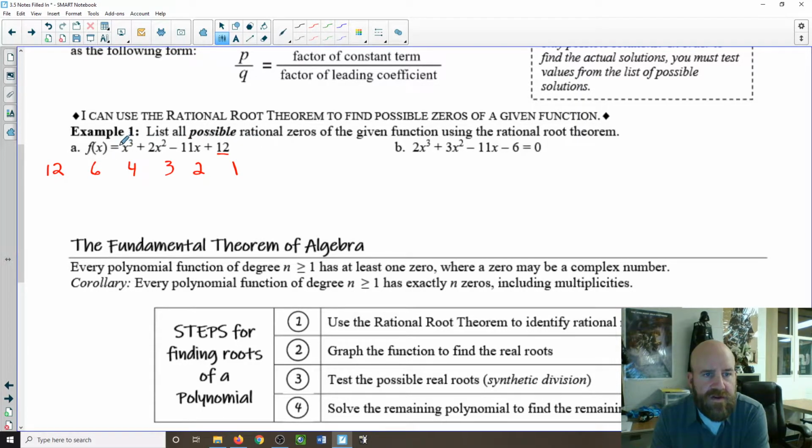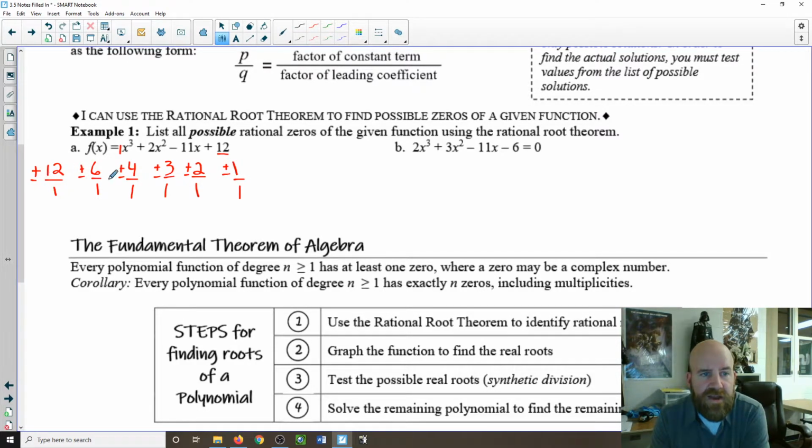Okay, and what we're going to do is we're going to divide all of these by the leading coefficient, so factors of the leading coefficient. It's nice that we only have one this time, so all we have to do is put all of these over 1, which we know really doesn't do anything, but it's going to be helpful in the next problem here. So we have them all over 1, and we have to make sure that we're talking about both the positive and the negative versions of every number. So once we have these listed out, put plus minus on all of them.